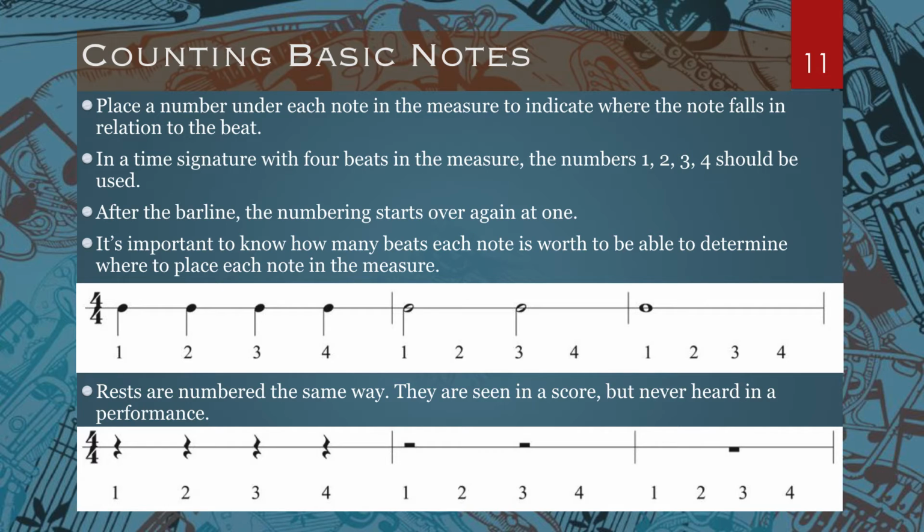So if you were to now clap this while counting out loud, you'd be able to play this rhythm, and it would sound like this. 1, 2, 3, 4, 1, 2, 3, 4, 1, 2, 3, 4. So you're holding the note values based on the beat. The beat helps you figure out how to play a rhythm.